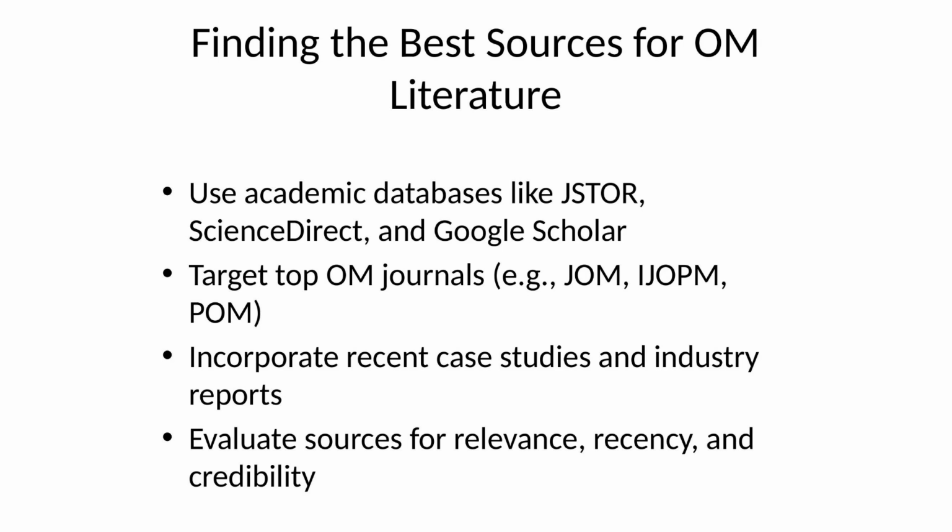This slide addresses how to locate high-quality sources for an OM literature review. Start with well-regarded academic databases such as JSTOR, ScienceDirect, and Google Scholar, which index a wide range of peer-reviewed journals. When researching OM, journals like the Journal of Operations Management, JOM, International Journal of Operations and Production Management, IJOPM, and Production and Operations Management, POM, are essential. Supplement academic sources with real-world insights by referencing recent case studies and credible industry reports. However, ensure these are from reputable publishers or organizations.